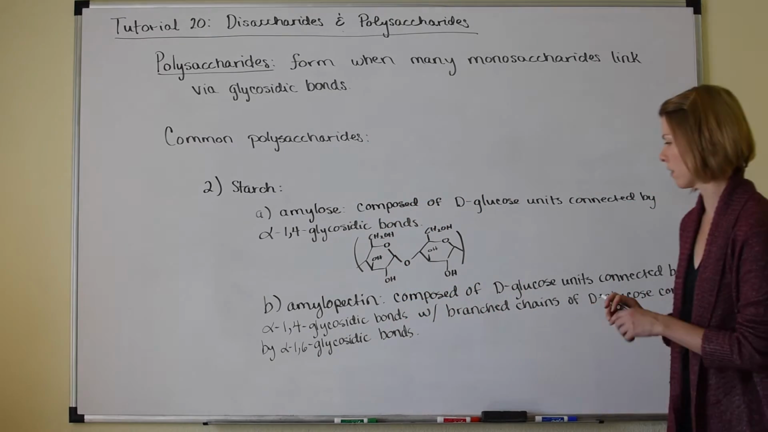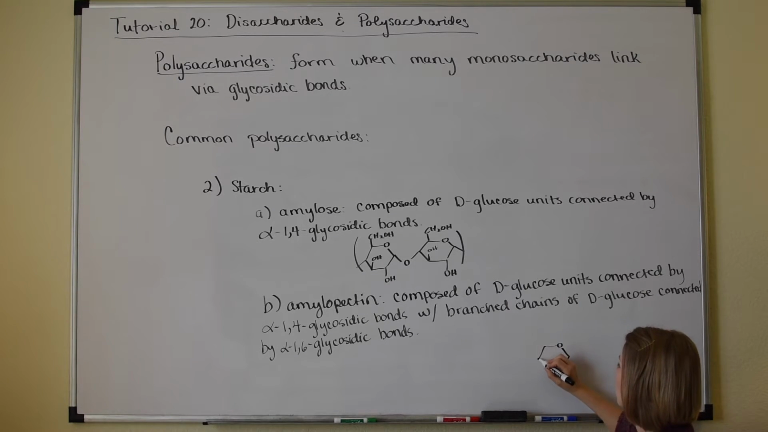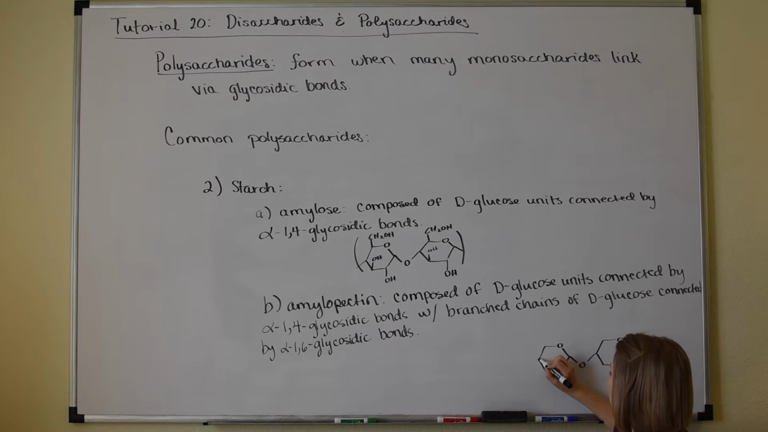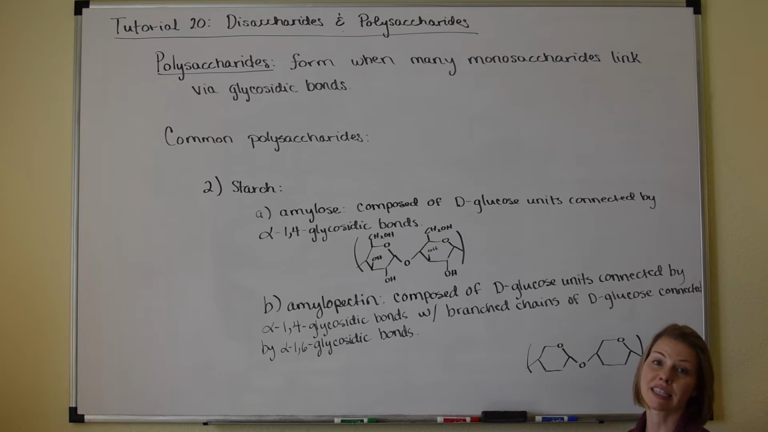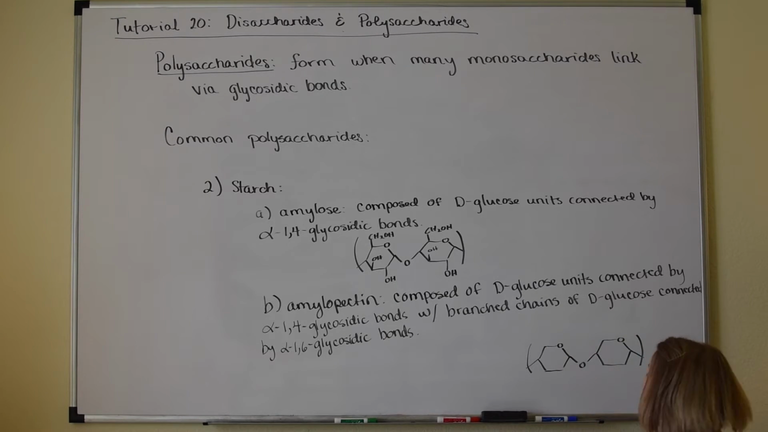Okay. All right, so let's draw that down here. So again, we're just going to have that regular old alpha-1,4 glycosidic bond, just like we had up there for amylose. And I'll put parentheses here because it's not a disaccharide. Remember, we're talking about thousands of glucose units. We're talking about very large polysaccharide structure here.